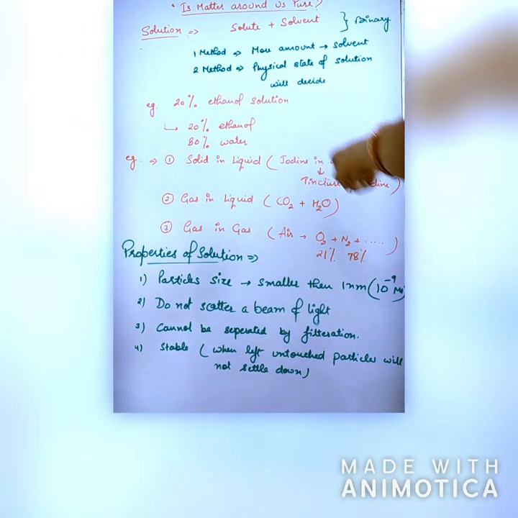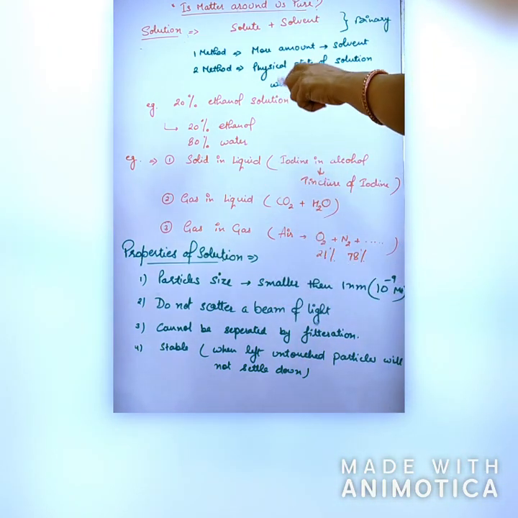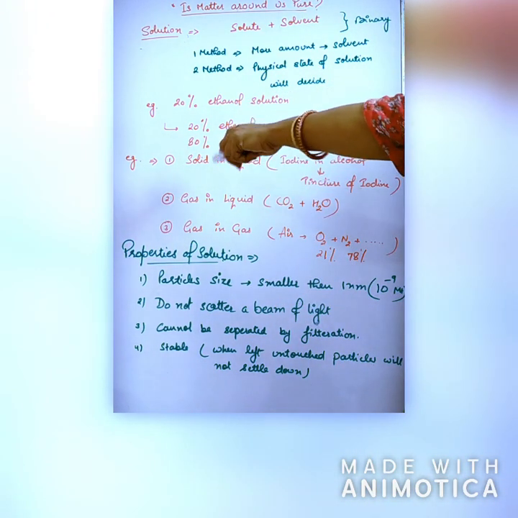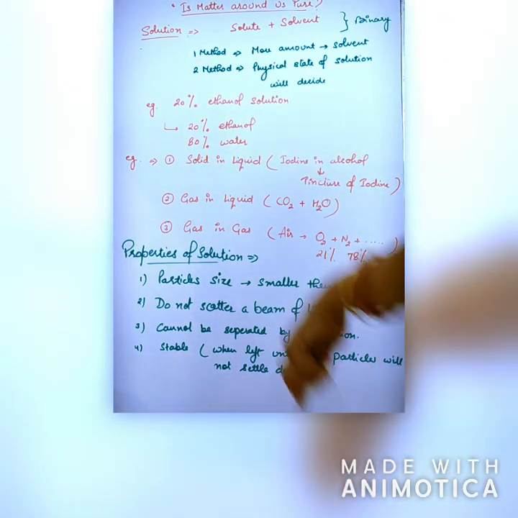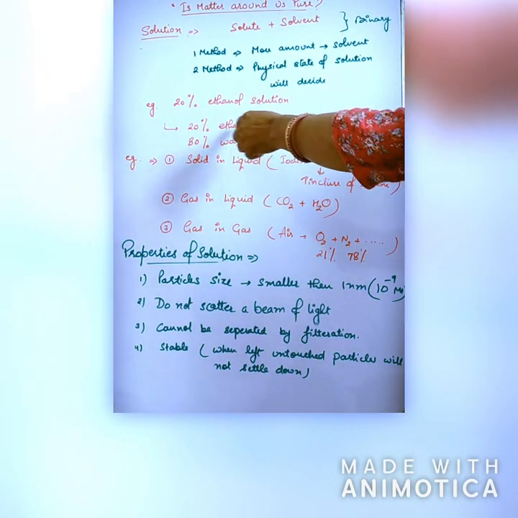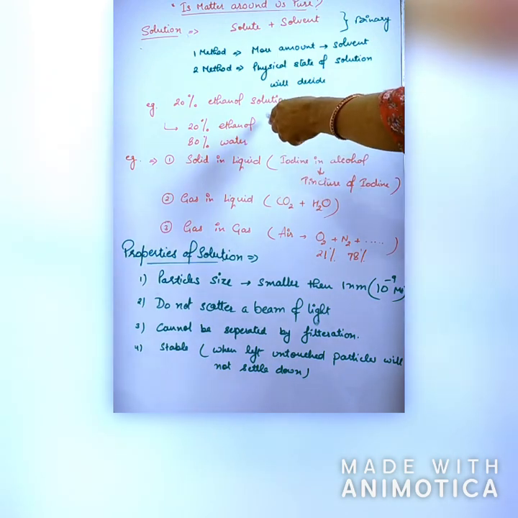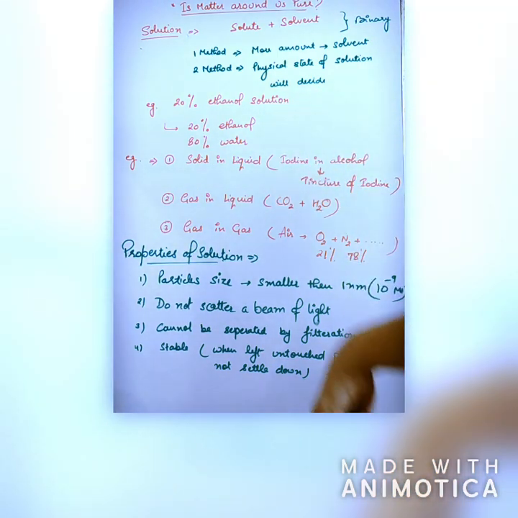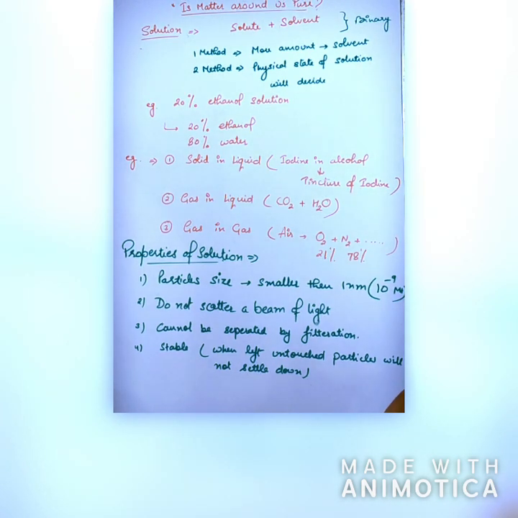So here I have written one example: 20% ethanol solution. Imagine you have a 20% ethanol solution. Ethanol solution means ethanol is dissolved in water. As written, 20% ethanol means 20% ethanol is present in 80% water. So here you can say that ethanol is acting as solute and water will behave as solvent, because of the larger amount of water.